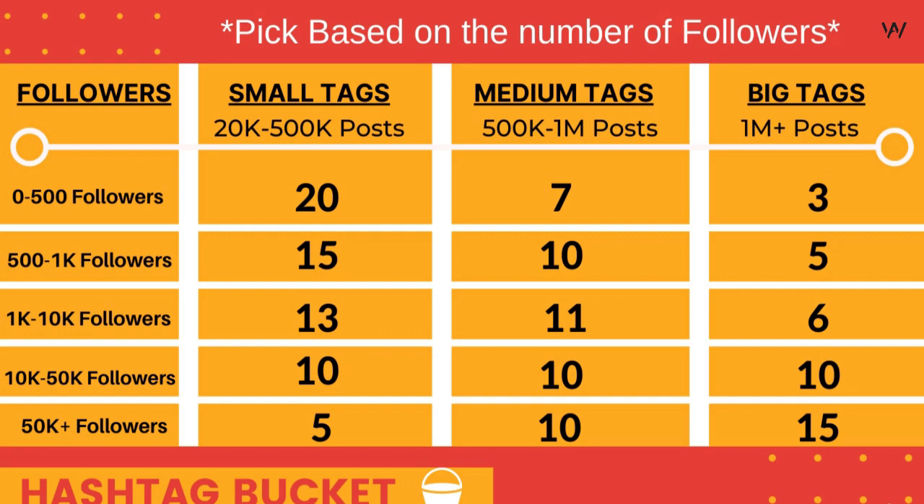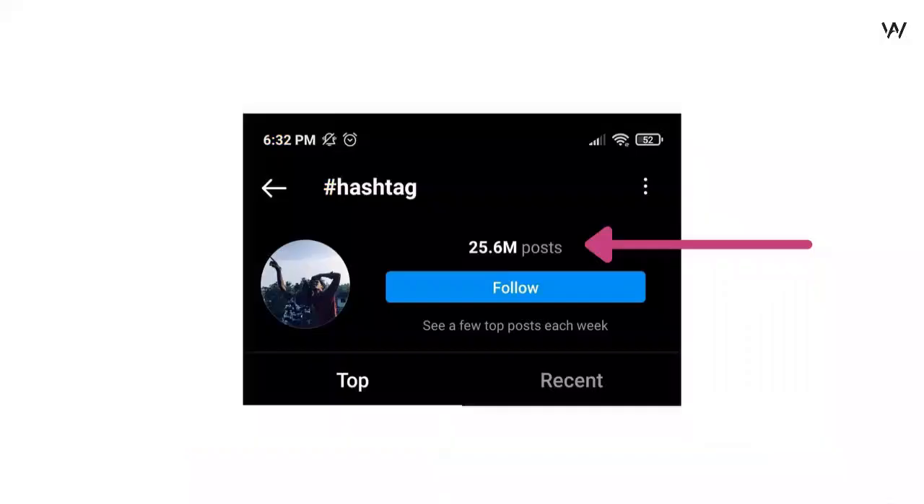So I hope you got an idea of how to use this hashtag bucket. But now you might be wondering, why have I divided this hashtag bucket into small tags, medium tags and big tags? Well, I have the answer for that question. As you can see on the screen, I've told you earlier that Instagram allows people to follow specific hashtags. One difficult part that Instagram content creators face is that Instagram does not show how many people follow a specific hashtag. As you can see on the screen, for this specific hashtag, there are around 25.6 million posts. Instagram only shows how many contents have used this hashtag.